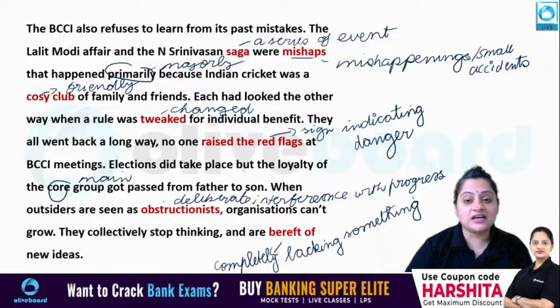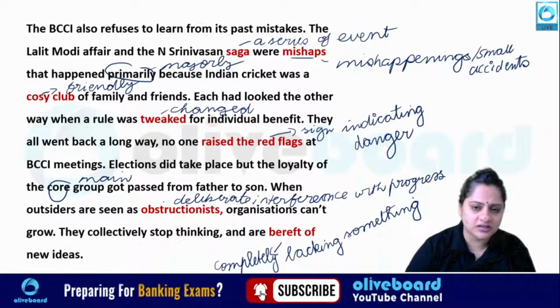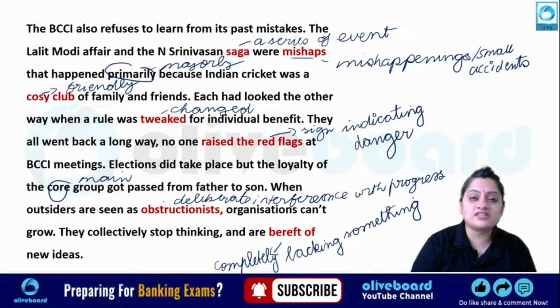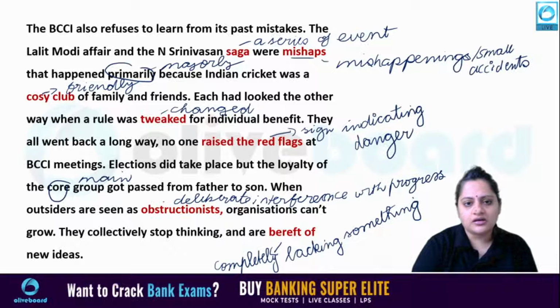Okay, outsiders are people who are seen as obstructionists. They will come and interfere. Outsiders are seen as people who will just come and interfere. Okay, when you look like this, organizations can't grow. We need fresh blood, young talent. But in BCCI, they have not learned anything like that.